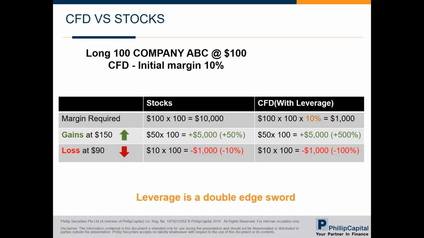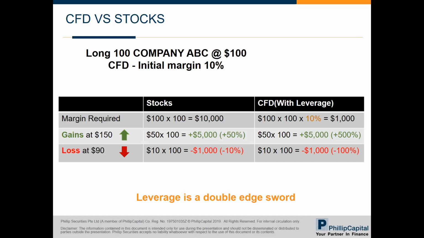So how can we amplify our gains or losses? For gains, if the stock goes up to $150, we'll be profiting $50 per share. So for stocks, it will be a 50% gain. However, for CFD, we also profit the same $5K, but we are actually up 500%, using $1,000 to profit $5,000.